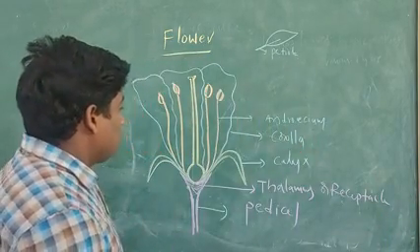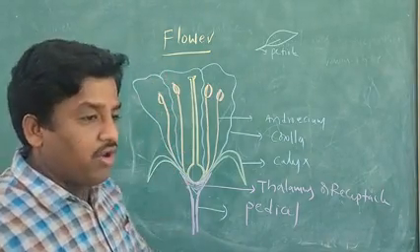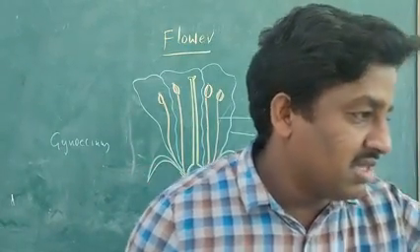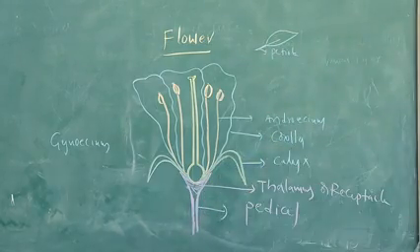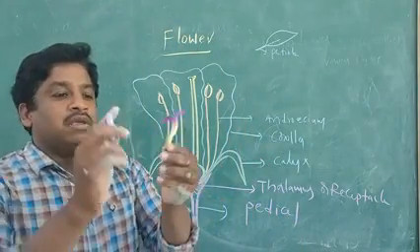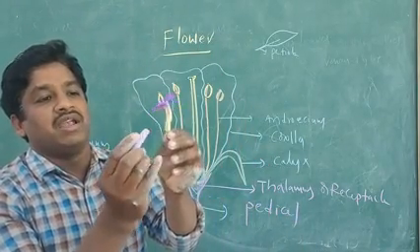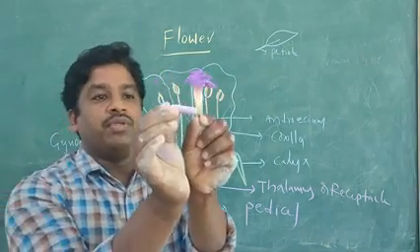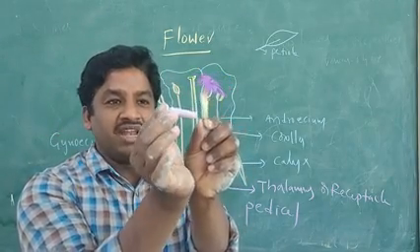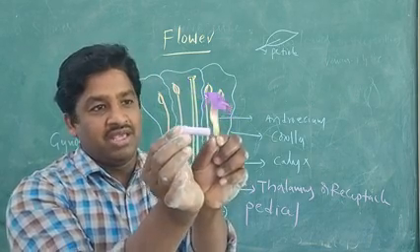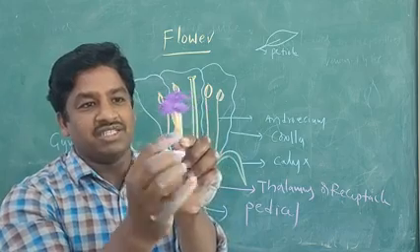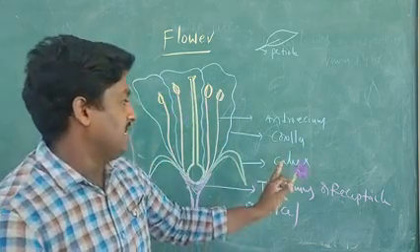Next, the flower consisting of four arcs, that means four circles. See here, this one, the outer circle. Where I touch, that is the outer circle of the flower, the outer whorl of the flower. This outer whorl is what you call the calyx.